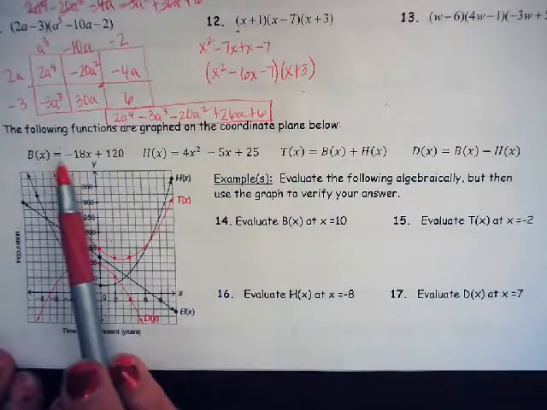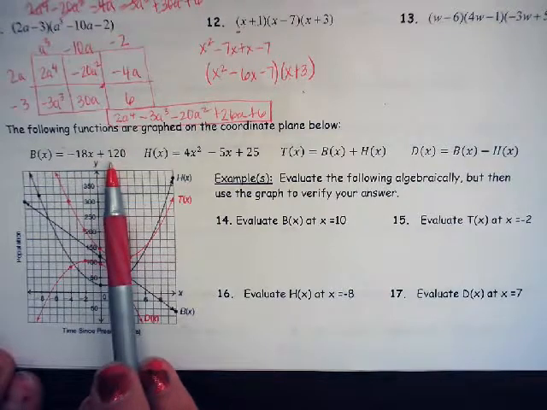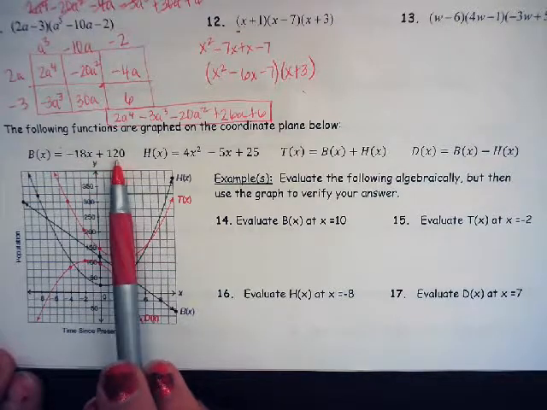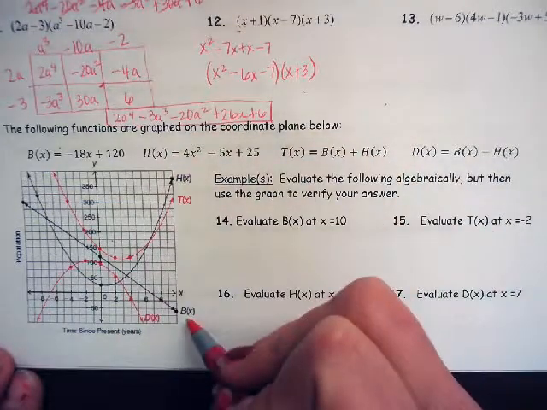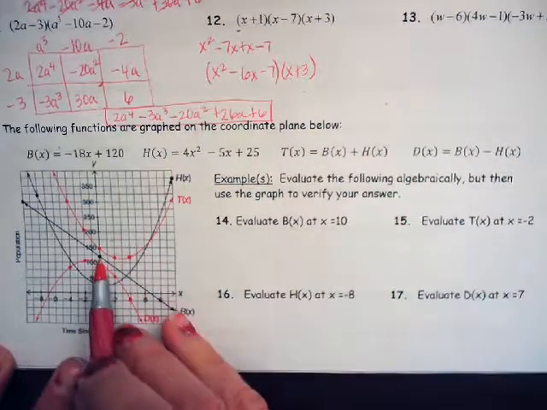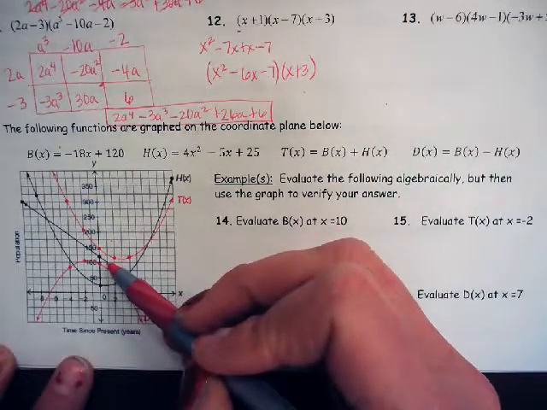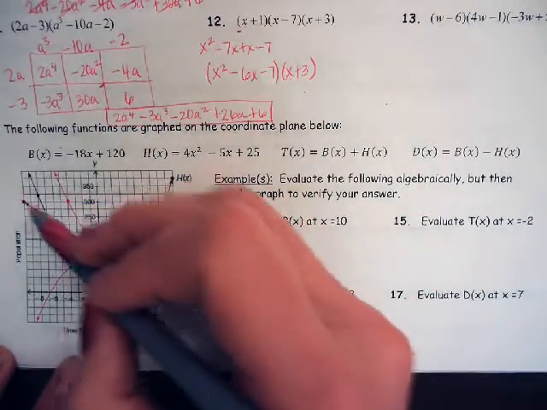We've got b of x, and that equals negative 18x plus 20. We should know by now what a graph like that should look like. My slope would be negative 18 over 1, and my y-intercept would be 120. So this is a line. If I look, it labels that this is b of x right here, but my y-intercept is at 120, and my slope, I would go down 18 over 1. So that looks like that's that line right there. It fits that.